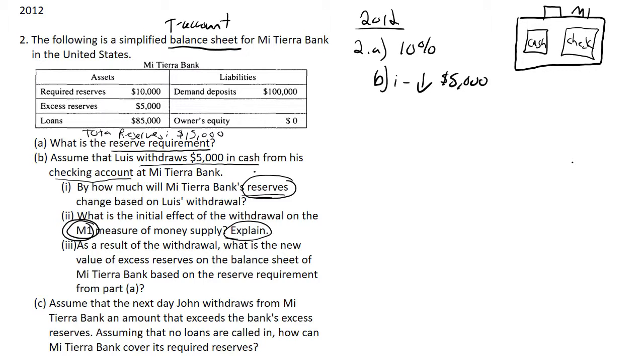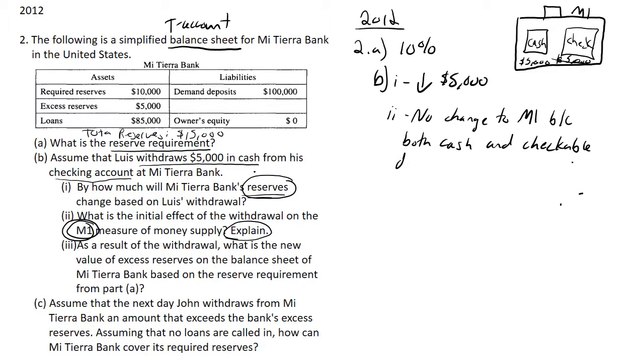So before this transaction took place, that $5,000 was in this guy's checking account. It was already part of the M1. And now, when Lewis withdraws that money and he's holding it as cash, notice that $5,000 is still in the M1, it's just in a different pocket of the M1. It's just being held as cash. So hopefully you can see, guys, that for part B2, there will be no change to the M1 because both cash and checkable deposits are part of the M1.